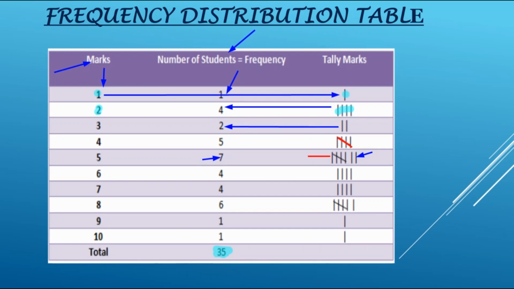So usually we write tally marks before frequency. So it should be written here and then the frequency. So first column would be the marks, and then tally marks, and then the frequency.